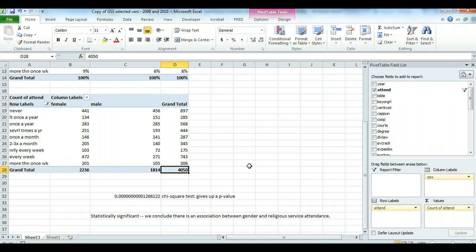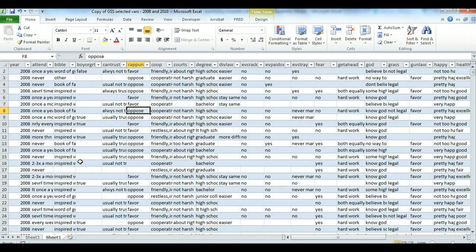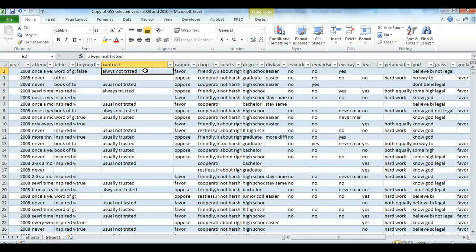Now I want to show you one more crosstab with the next variable that you're going to look at, and we're going to do the can trust variable. This is one where people were asked whether they thought that you can trust people, and they answered how trusting they are, and we're going to do that again by gender.